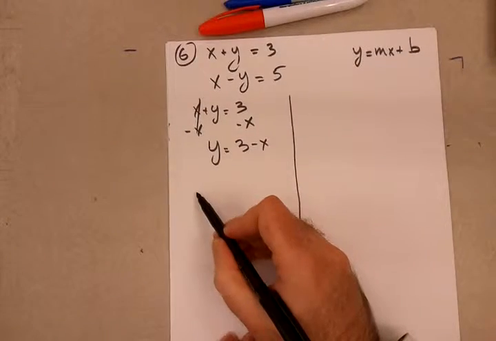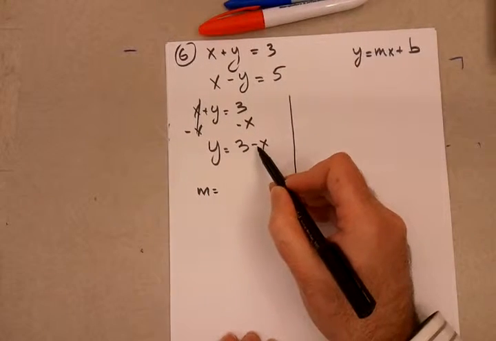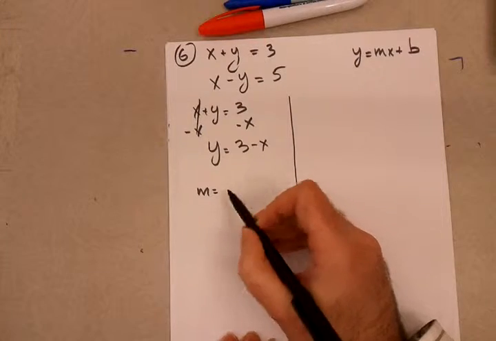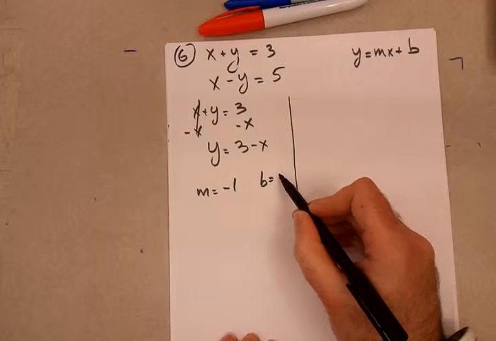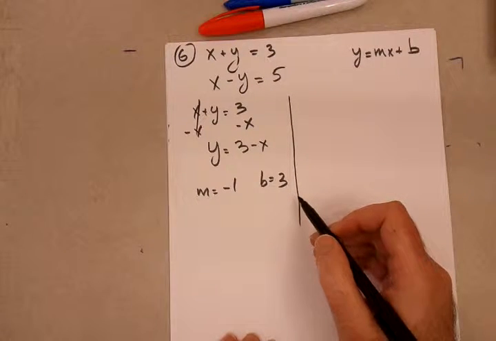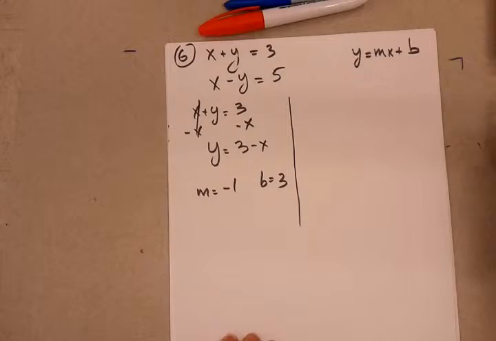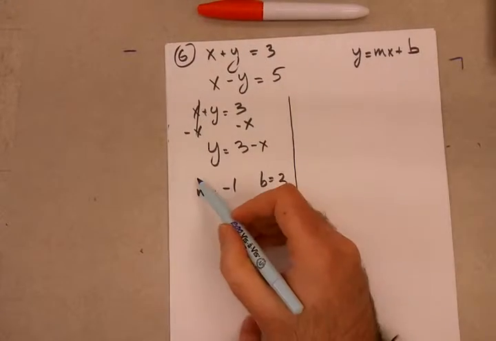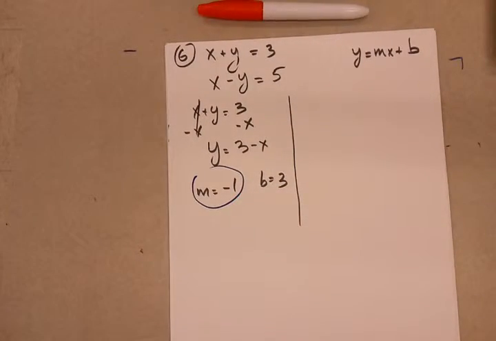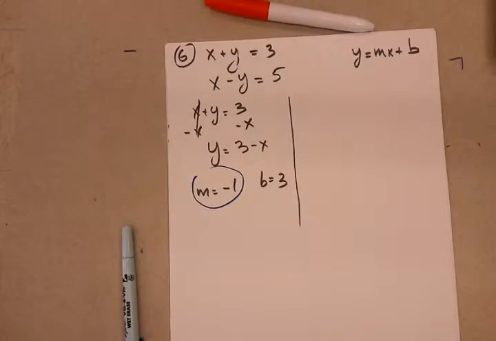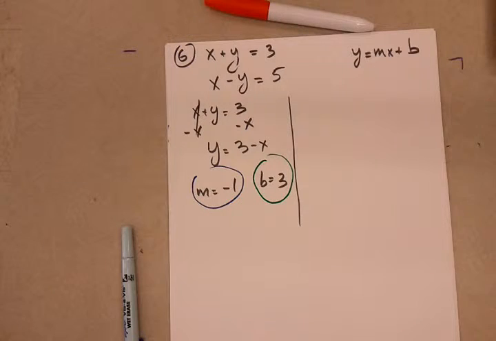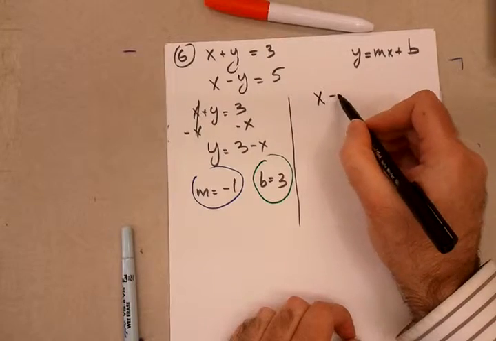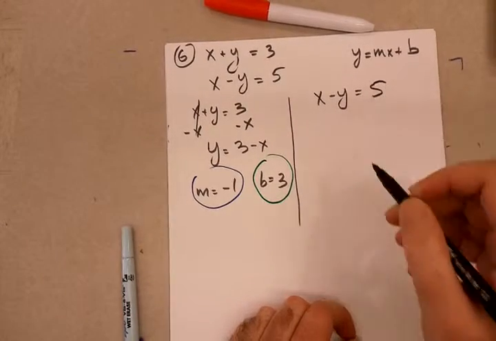So now I can get my slope, which is whatever is next to the x. In this case it's a -1, though you don't really see it. And my y-intercept is whatever is by itself, 3. Perfect. So I got both my slope right over here, and I got my intercept right over there.